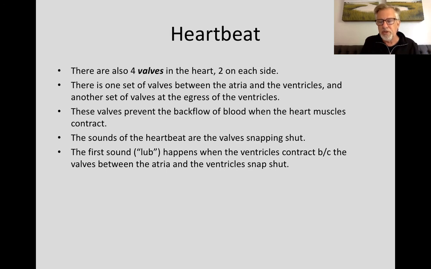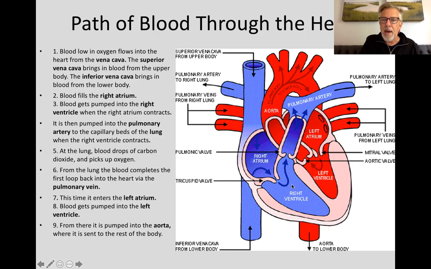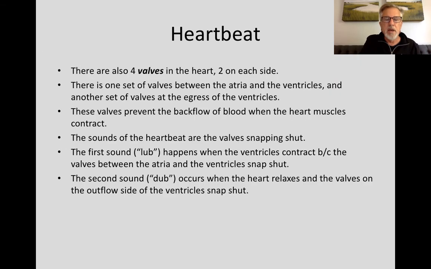Now I want to show you this on a diagram. The first sound happens when the ventricles on each side contract, forcing blood this way, and these two valves snap shut right here, the mitral and the tricuspid valves. That's the first sound. The second sound, what's often referred to as the dub, occurs when the heart relaxes and the valves on the outflow side of the ventricles snap shut.